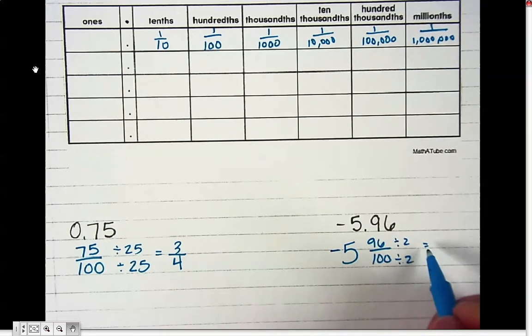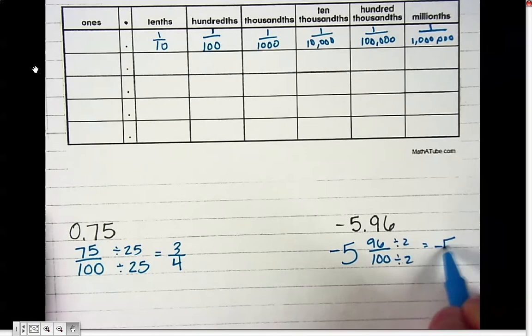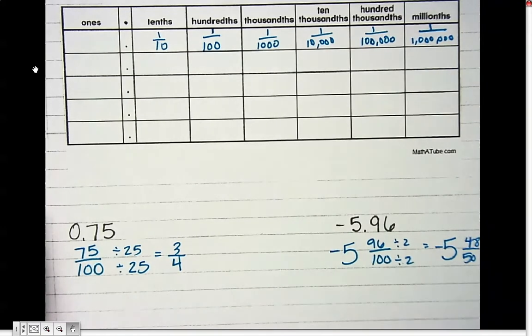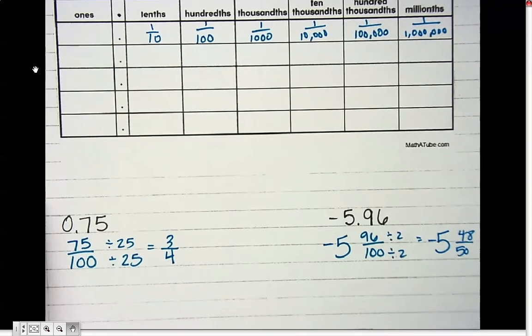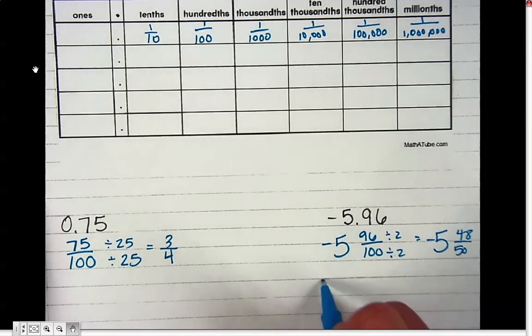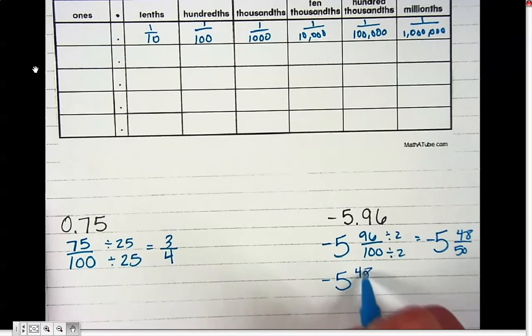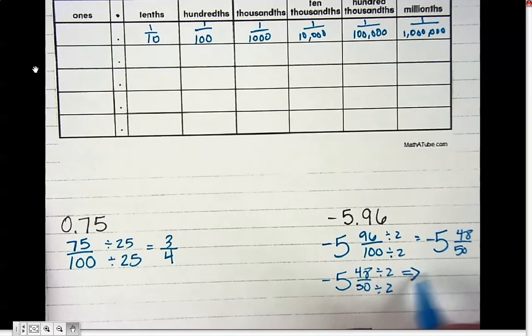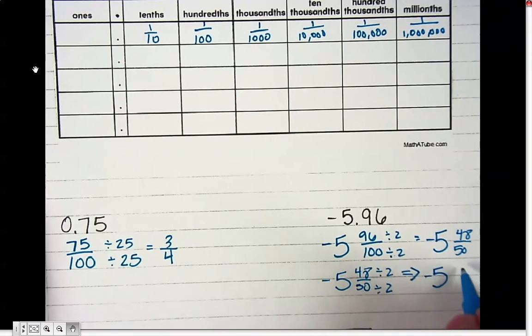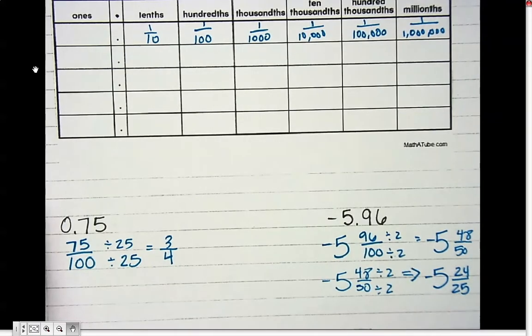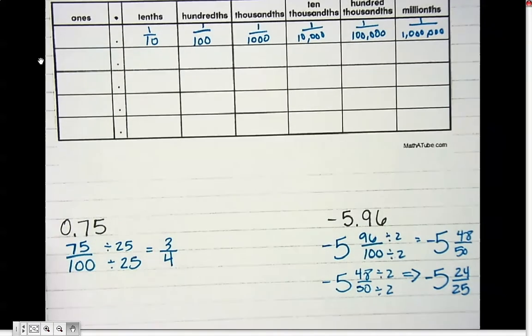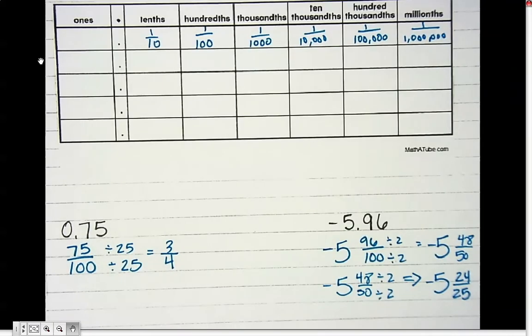And that's going to get me -5. I don't want to forget my whole number. And 48 fiftieths. Well, I see that I still have 2 even numbers. So I'm going to want to divide this further. So I'm going to say -5 and 48 fiftieths. I'm going to divide by 2 again, and that's going to give me -5 and 24 25ths. And now I have a completed answer.